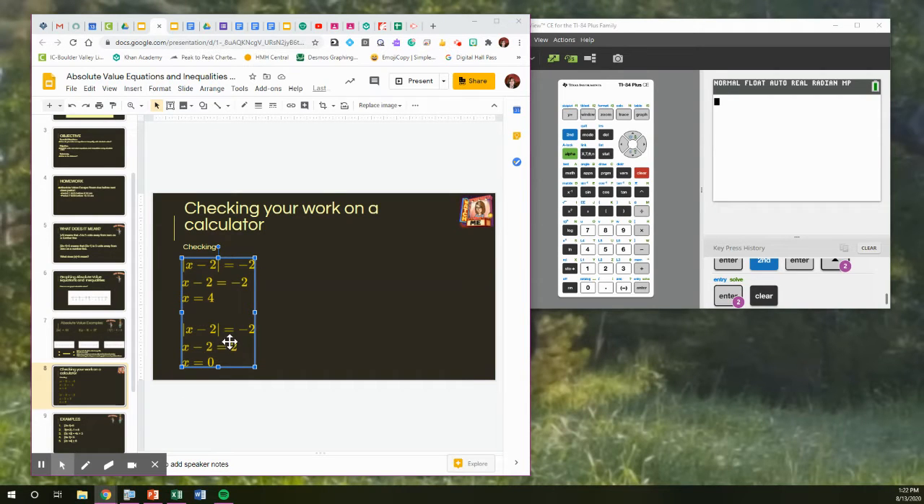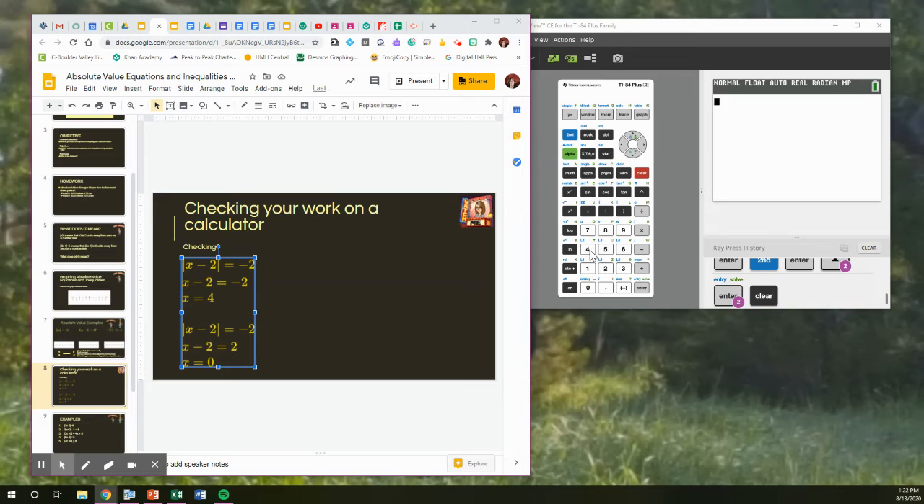So suppose that we end up getting an absolute value equation, like the absolute value of x minus 2 equals -2. And we go through solving it and get x equals 4 and x equals 2. And we want to check these two solutions. We could plug it back in by hand for sure, or we can check it on our graphing calculator.